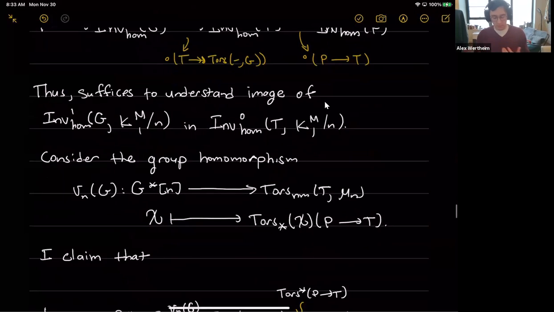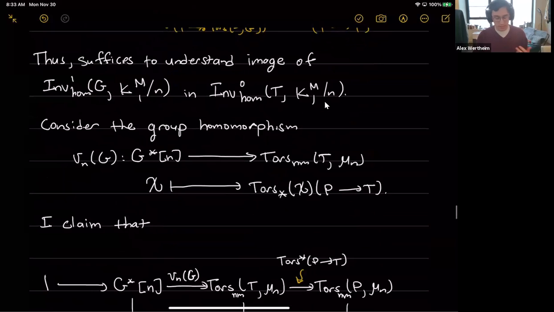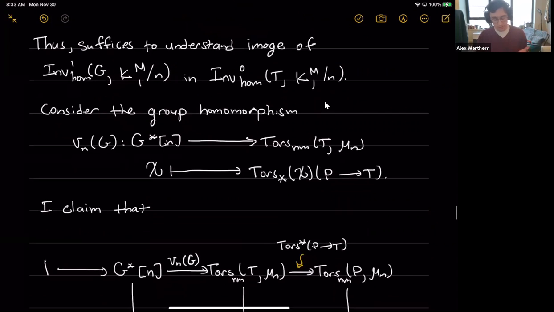I have to be more specific to make this precise. So to that end, consider the following group homomorphism from the n-torsion characters of G to normalized mu_n-torsors over T. And what it does is it takes an n-torsion character chi, which is again a map from G to mu_n, and it applies the change of group map associated to chi to the G-torsor P to T.